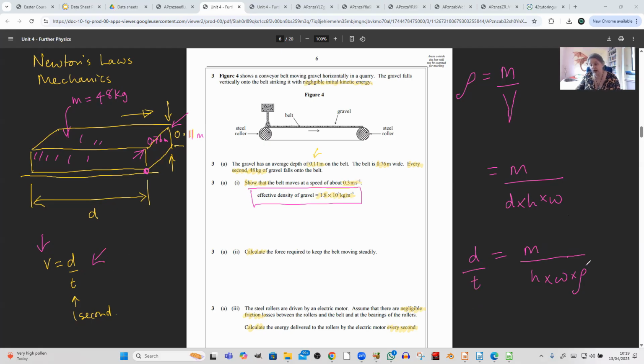Over T over T. If I just put it in there, it's divided by T. Right, now I want you to realize that my mass isn't just 48 kilograms, it's 48 kilograms every second. So this M is our mass per second. So there is my second bit. Can you see that 48 kilograms is actually M over T? That's what we've got. So we can get D over T.